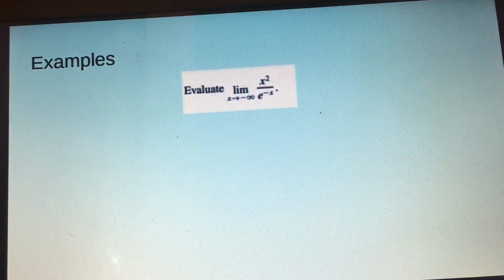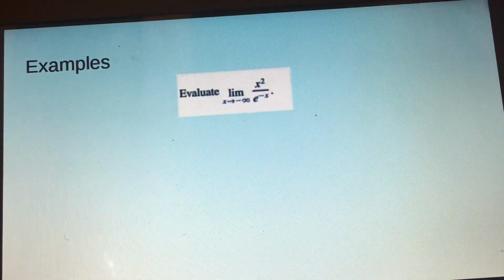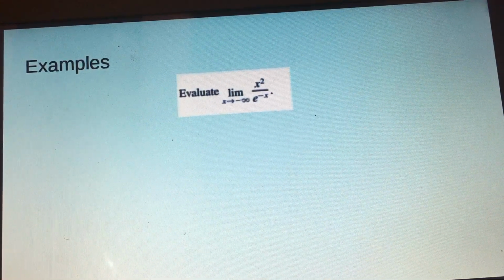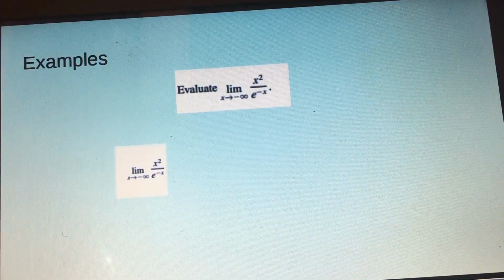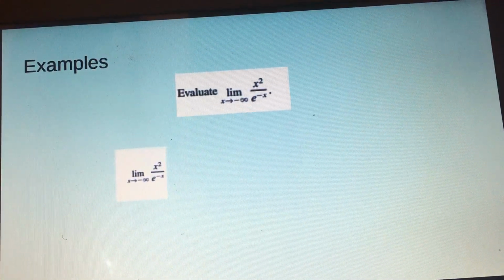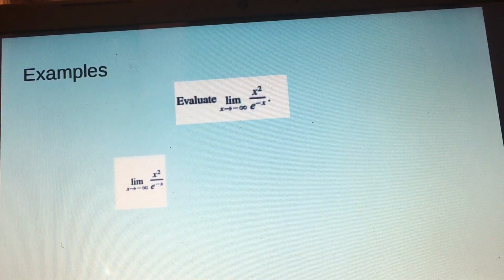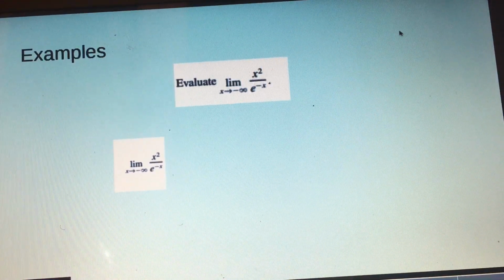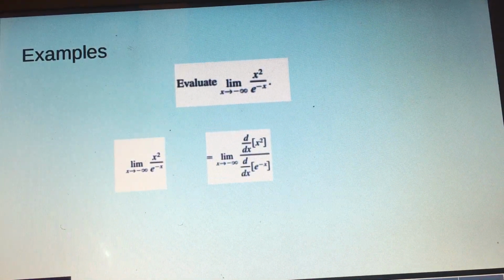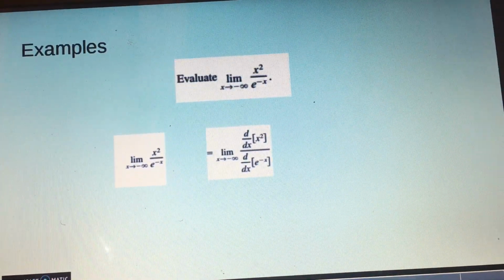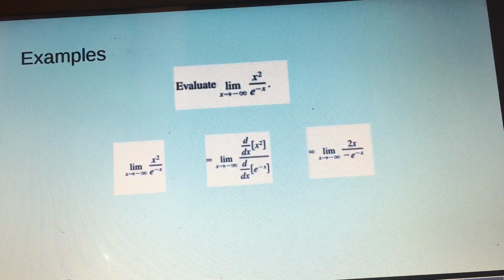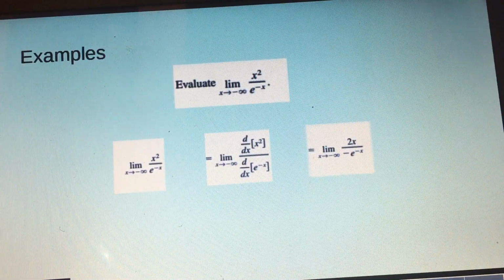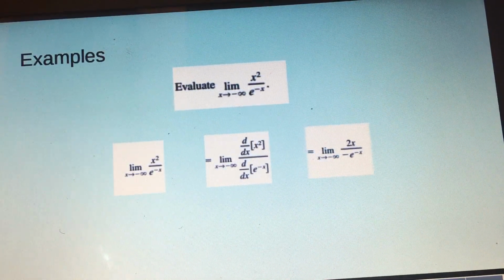Finally, we will evaluate the limit as x approaches negative infinity of x squared all over e to the negative x. When we evaluate the limit as is, we are given the indeterminate form of negative infinity over infinity, which can be solved by using L'Hopital's rule, as we take the derivative of both the numerator and the denominator, giving us the limit as x approaches negative infinity of 2x all over negative e to the negative x.